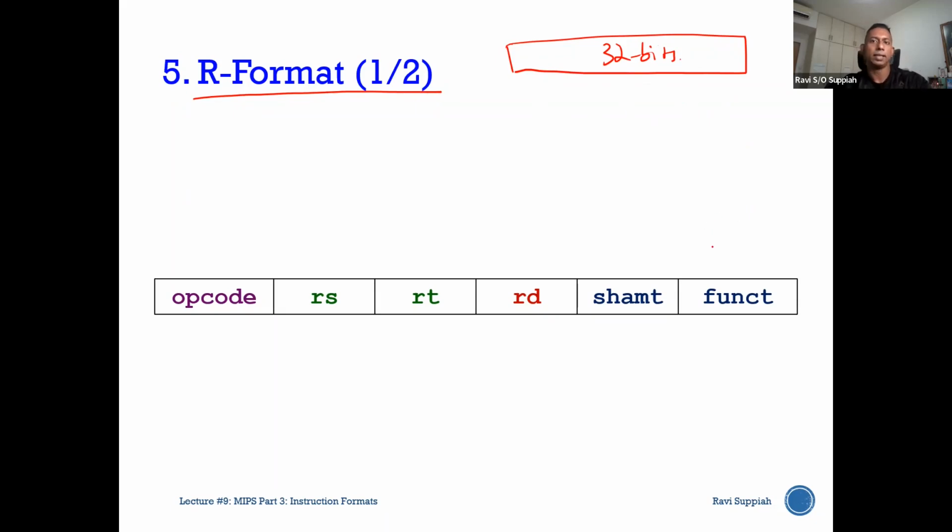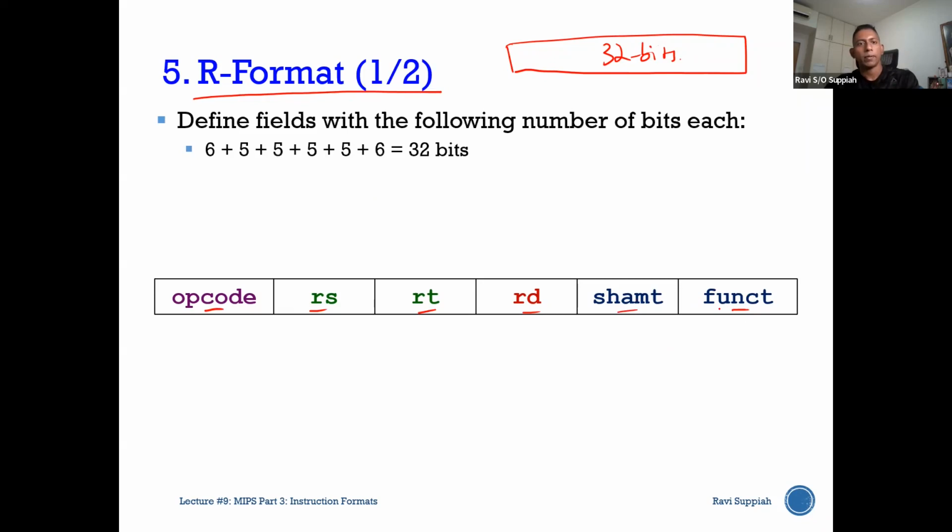Okay, and the format that MIPS has chosen is this layout. All right, so this layout will vary slightly for the different formats, but when we look at the hardware design later, you will appreciate why we do it in a certain way. All right, so for the R format, this is the layout where we have opcode, RS, RT, RD, shift amount, and function field. All right, so the total is 32 bits.